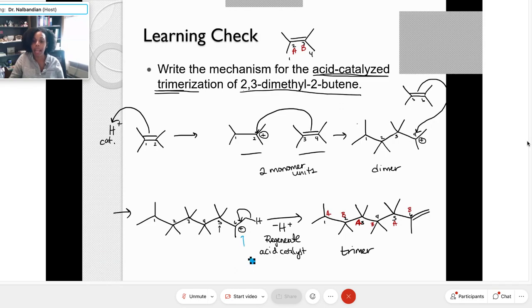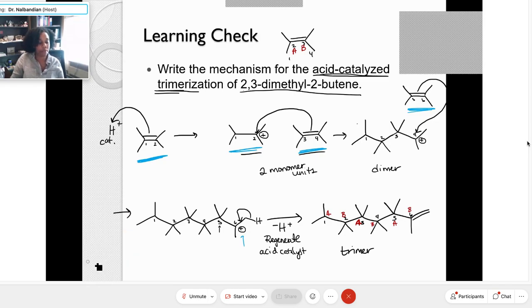But here we added in 3 monomer units. Here's 1. This is our first one. Here's our second one, and here's our third one. 3 monomer units put together gives us our trimer.